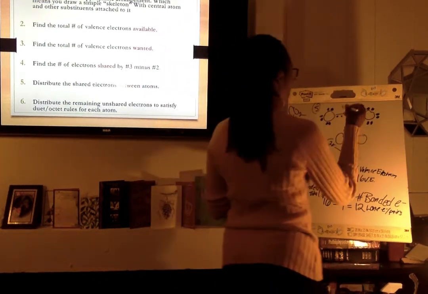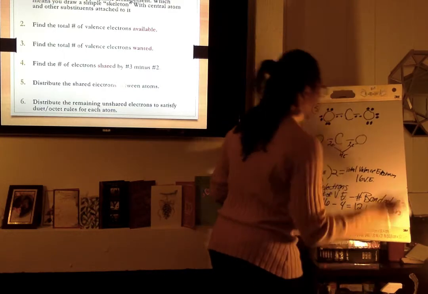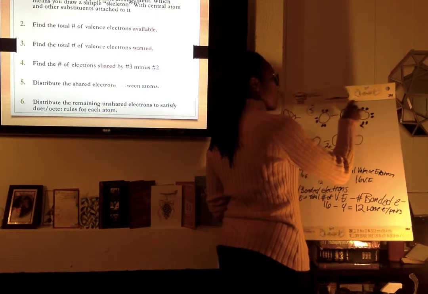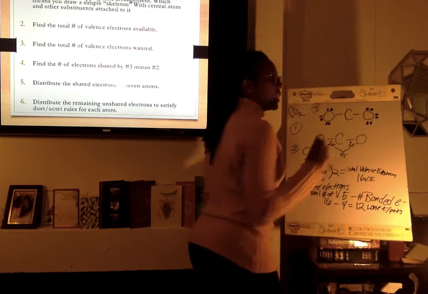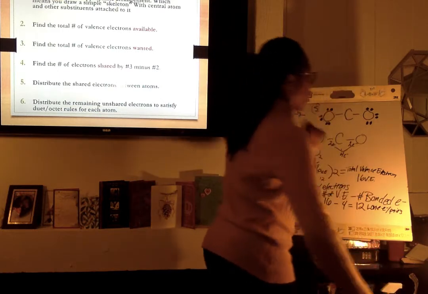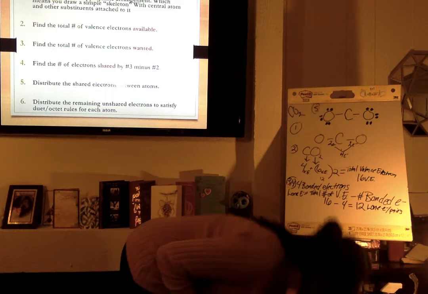So now we look at carbon. Okay, I'm going to erase the dots because you don't draw the dots for the lines. I just wanted to remind you that there are two electrons per bond.